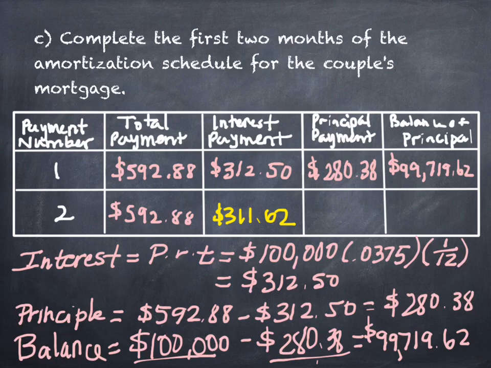Now then, how do I find the principal payment? That is, how much of my payment went towards the principal.